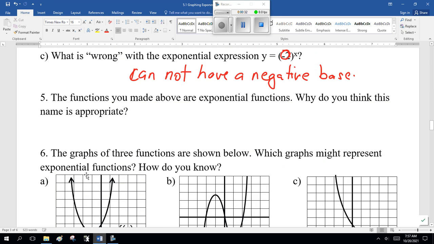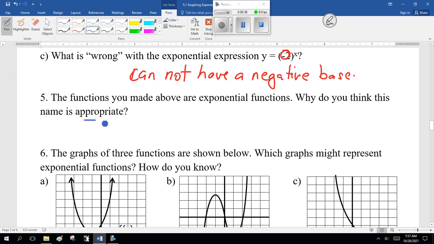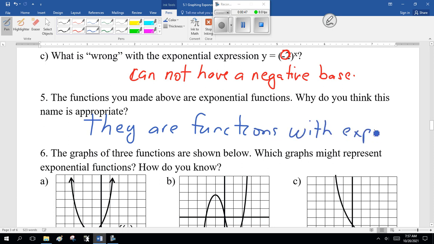Why would we call them exponential functions? Try this again. They are functions with exponents. Two to the x or one half to the x, they have exponents.